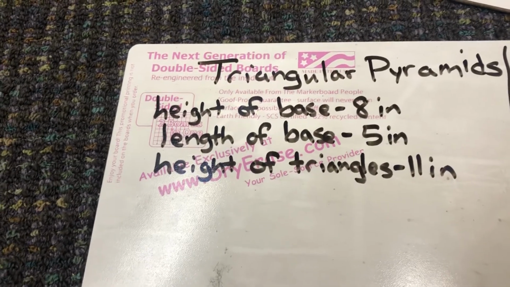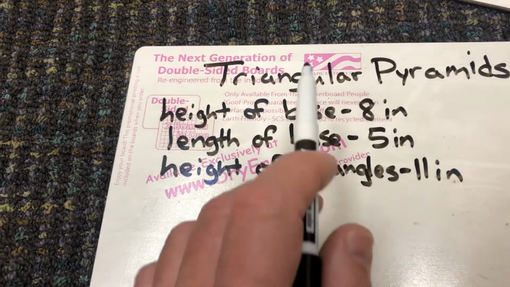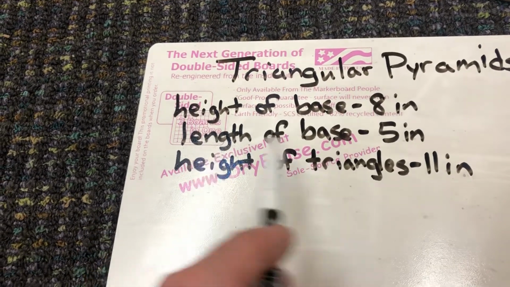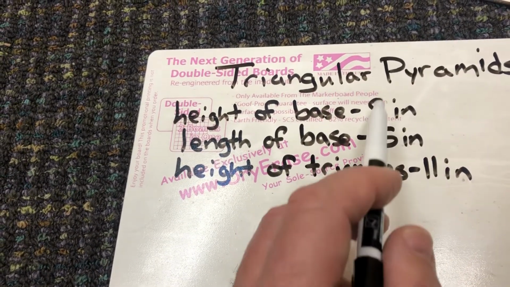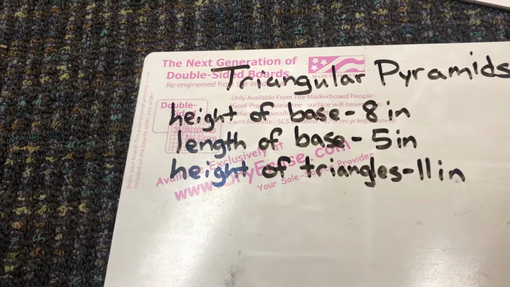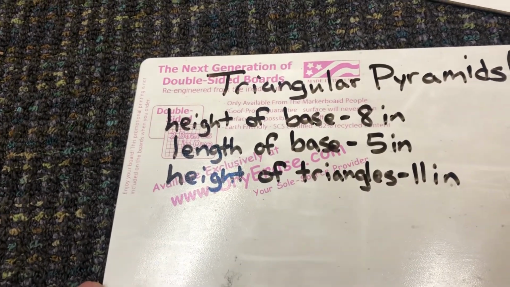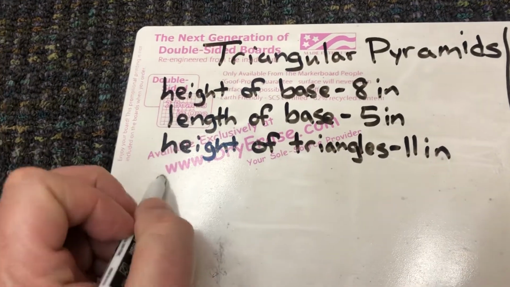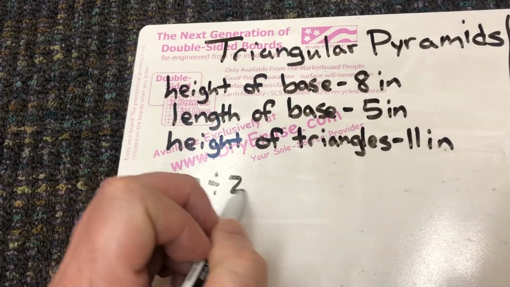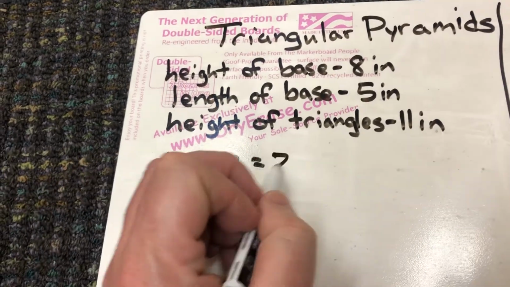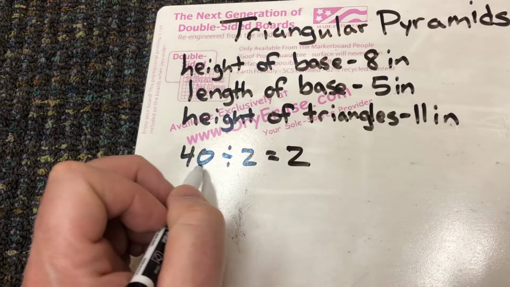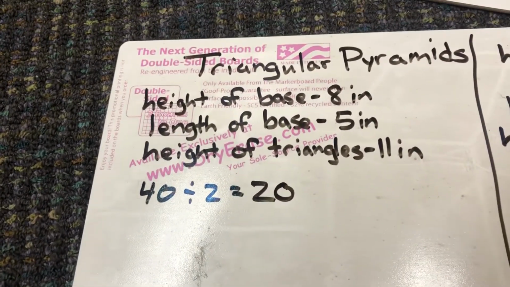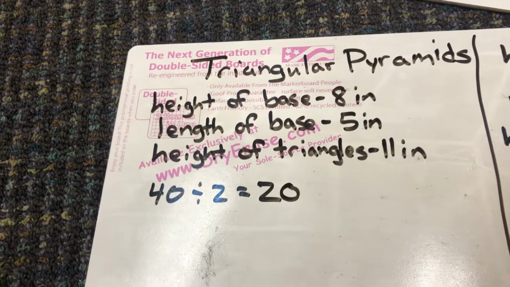So height of base, length of base. For my triangle, it's a triangular base, so it's going to be base times height divided by 2. Well, the height of my base, the length of my base, that's going to be 8 times 5. Well, 8 times 5 is 40, but I have to cut that in half. 40 divided by 2 is 20, because if I do the 40 divided by 2, just to remember the zeros trick, 4 divided by 2 is 2. There's no zeros here to cancel out. That 0 needs to be part of my answer. So the area of the base triangle is 20 square inches.